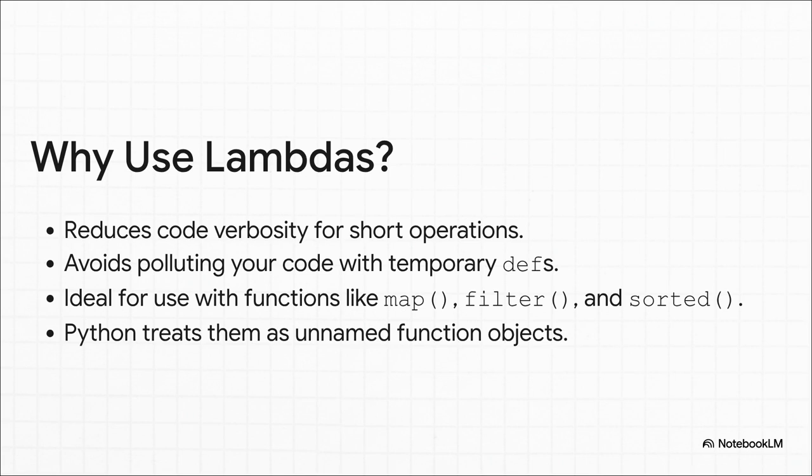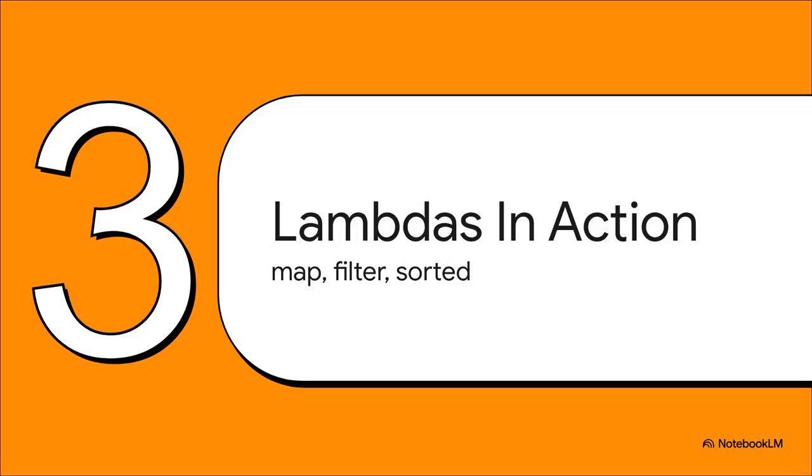But their true power, their real sweet spot, is when you use them with other functions. And this is where it gets really fun. This is where lambdas go from a neat little trick to an absolutely essential tool. They are the perfect partner for some of Python's most powerful built-in functions. Let's look at the 3 big ones: map, filter, and sorted.